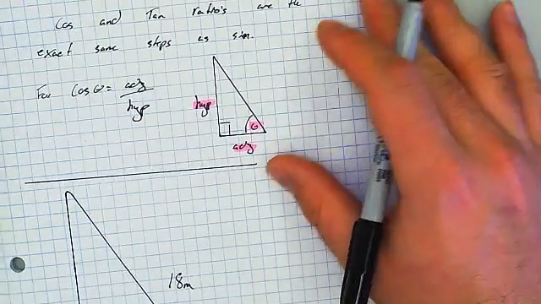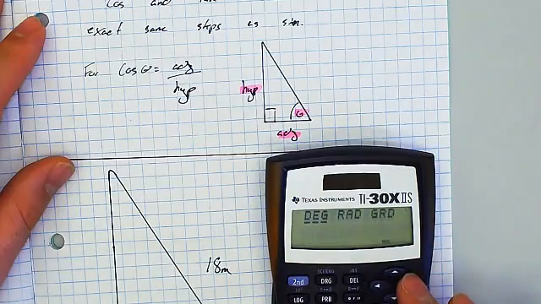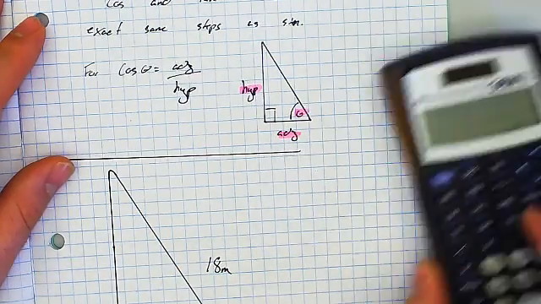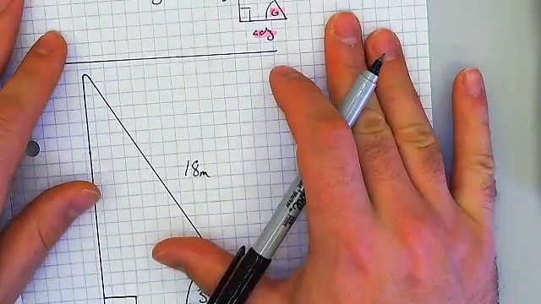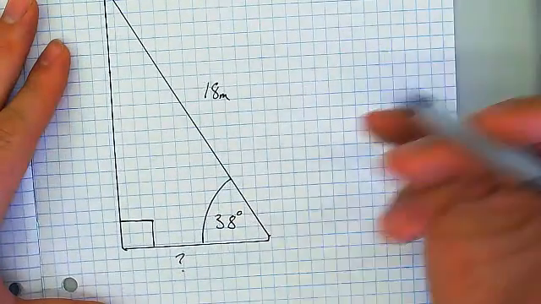So, again, make sure your calculator is set to degrees. If it's not in degrees, it'll give you the wrong answers. And again, you'll be given a question or you'll be asked to say, hey, find the missing side.